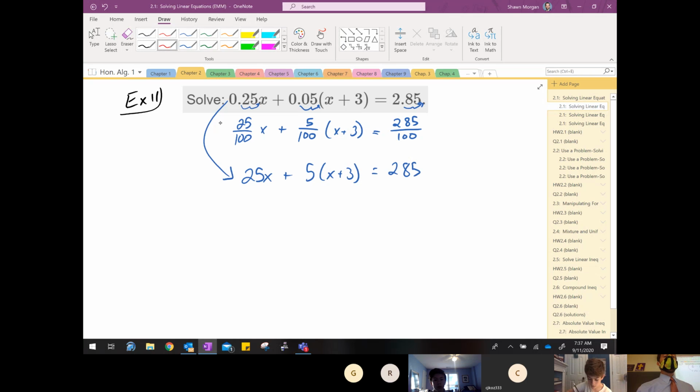And that's the same thing I would have gotten if I had put 100 on the top of every fraction. Then you would just say, oh, look, the 100 cancels out, and we're left with 25x. The 100 cancels out, we're left with 5 times quantity x plus 3. The 100 cancels out, and we're left with 285. Skip over that step and just scoot your decimal places over. Then I should be able to rely on everybody to go ahead and solve this one on their own. Grove, you want to do the distribution for me, buddy?